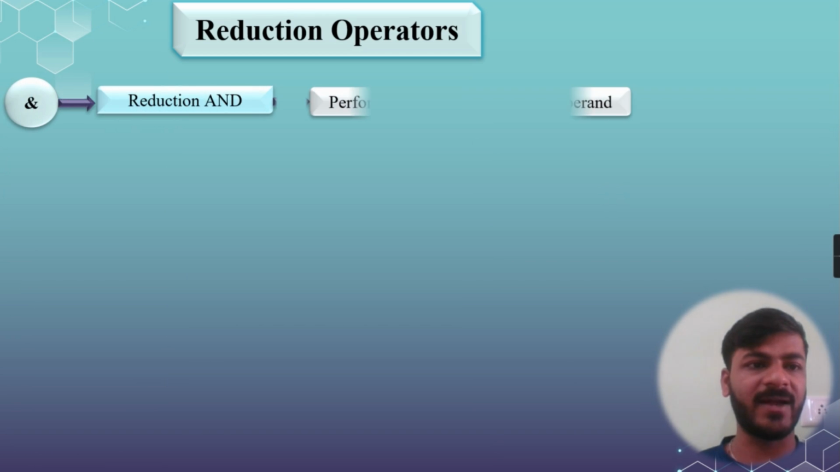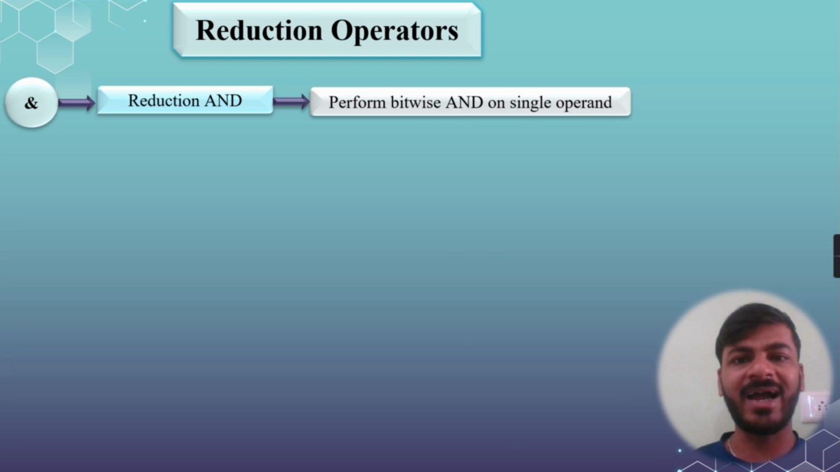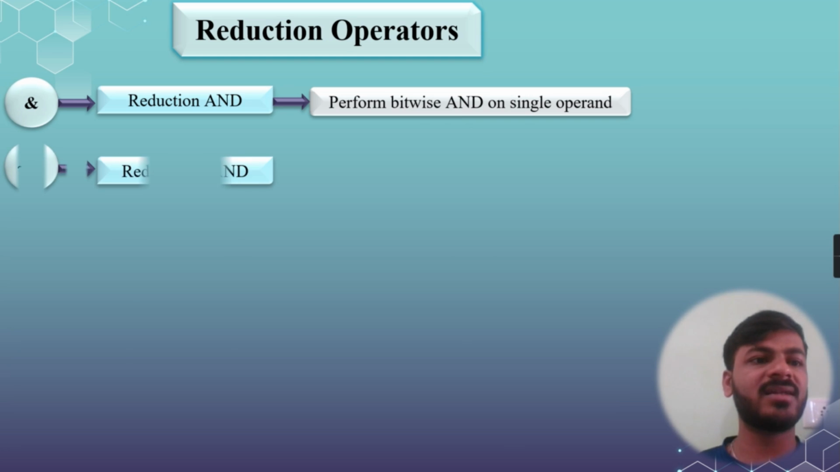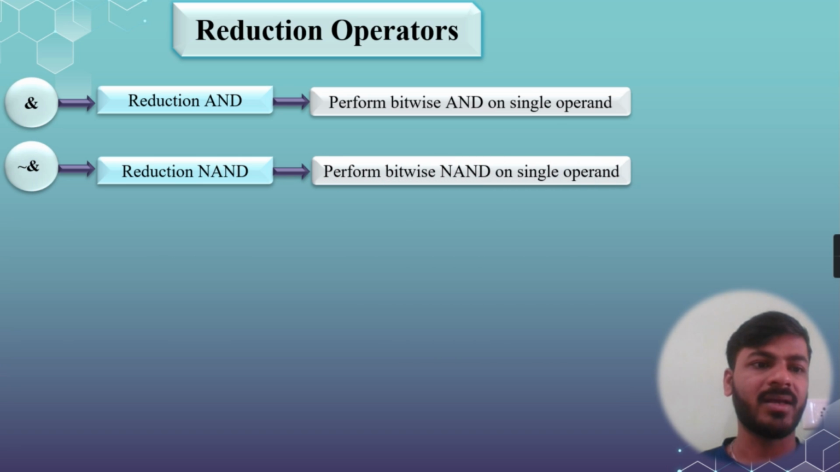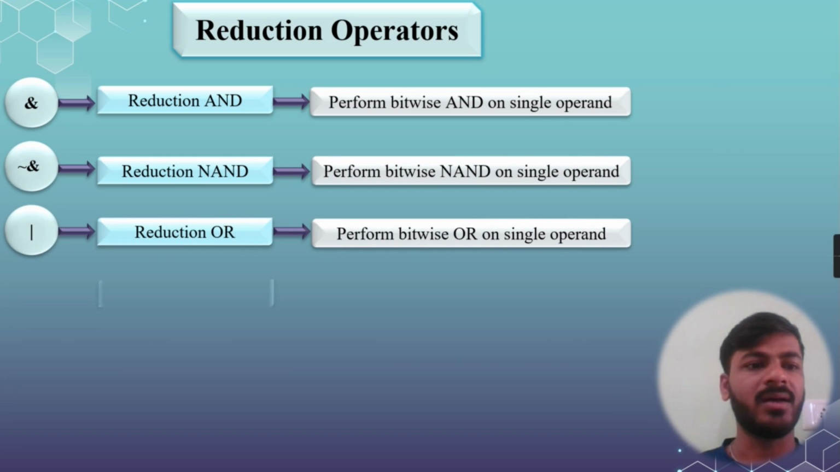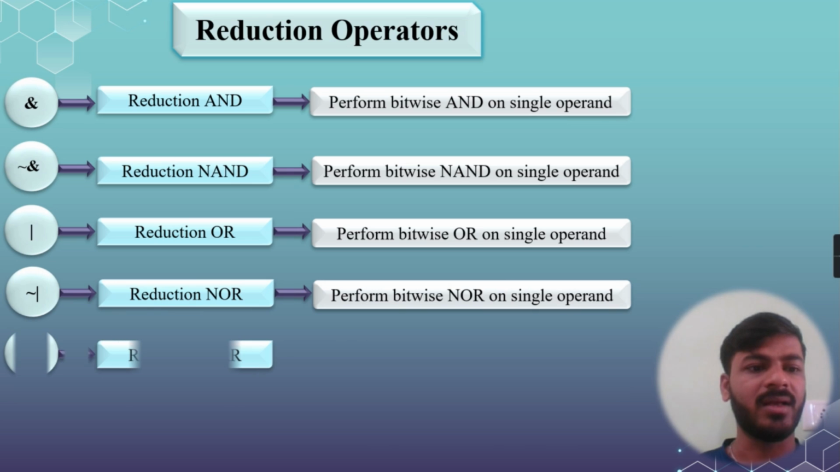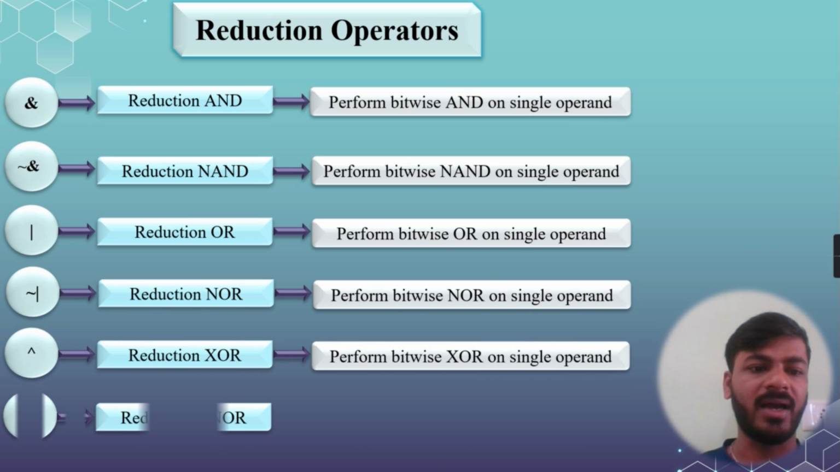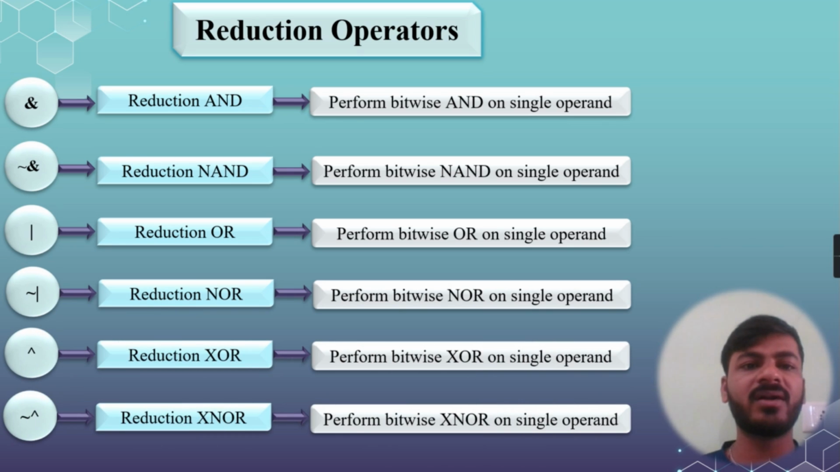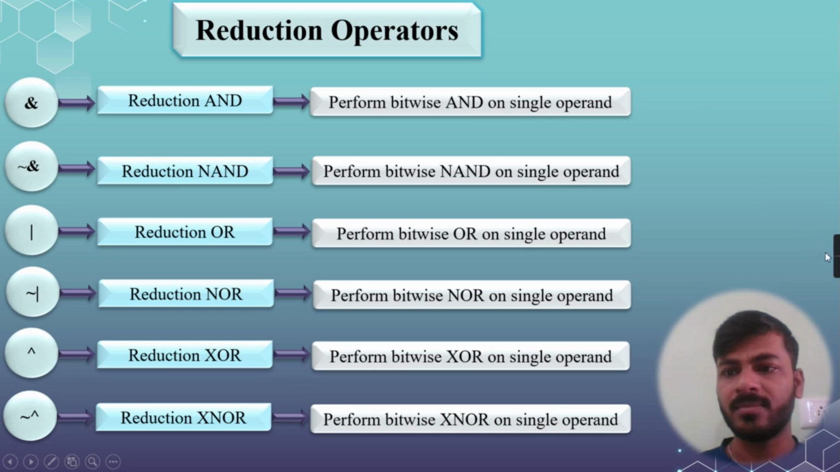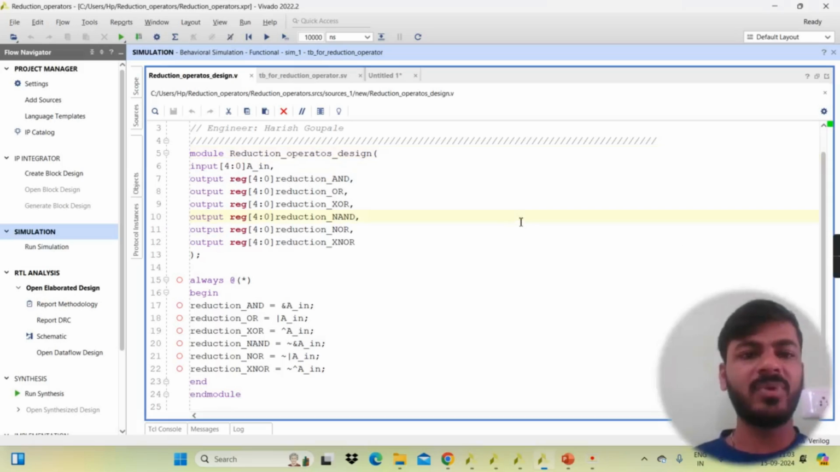So the first is reduction AND, which will perform a bitwise AND operation on a single operand. Similar to reduction AND, we have reduction NAND, reduction OR, reduction NOR, reduction XOR, and reduction XNOR. All the operators perform the operation on a single operand. Let's see the design implementation of reduction operators in Verilog.